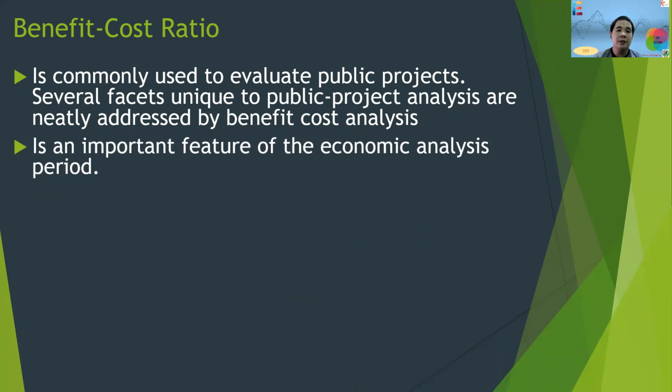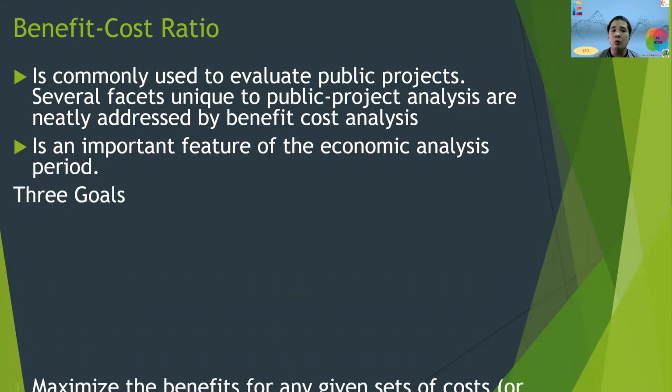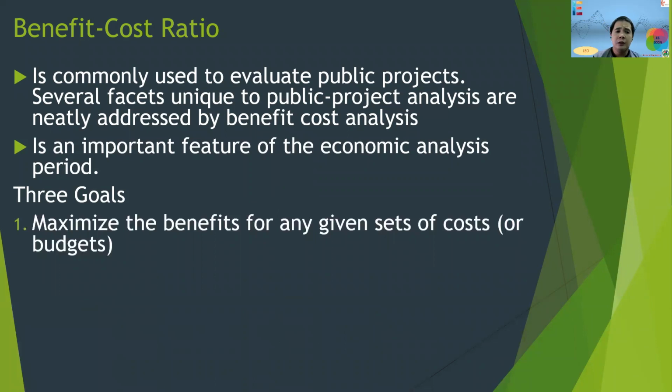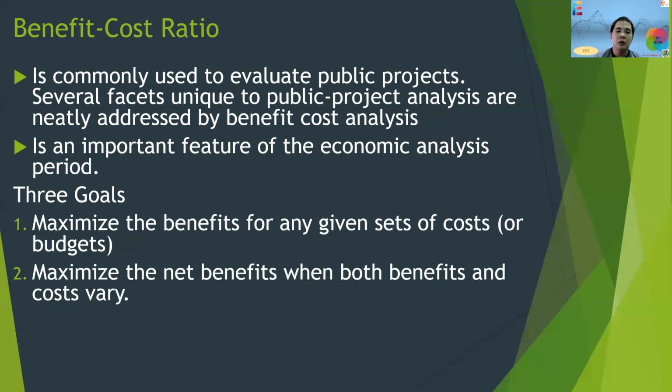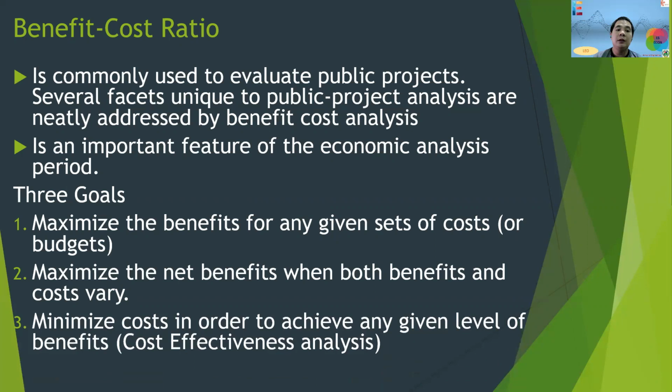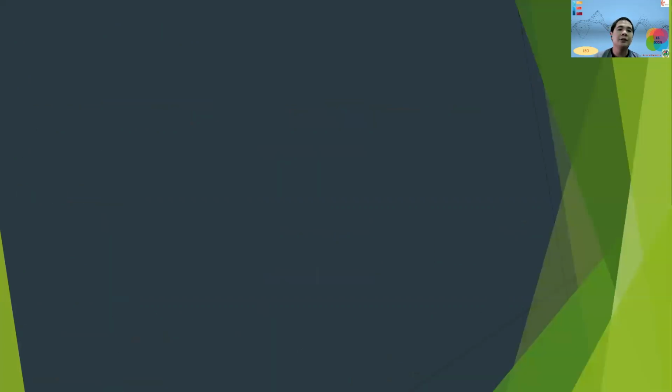Also, it is an important feature of the economic analysis period, which would tend to give us three goals. Number one is first, maximize the benefits for any given set of cost or budget. Number two, maximize the net benefits when both benefits and cost vary, and minimize cost in order to achieve any given level of benefits. This is what we call cost effectiveness analysis.